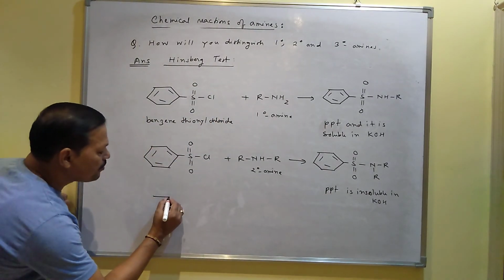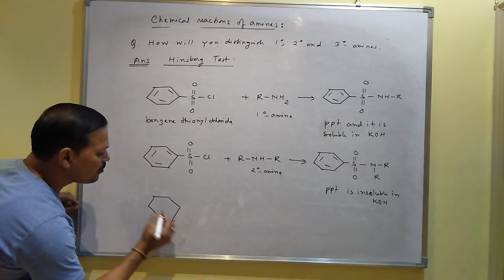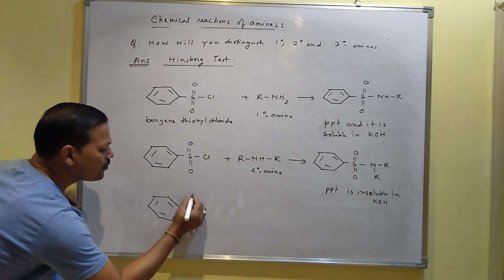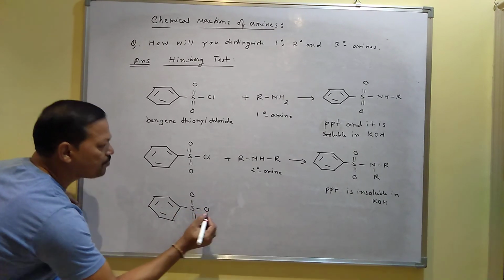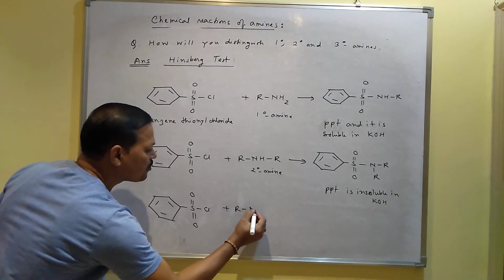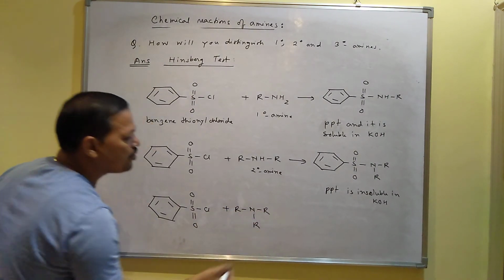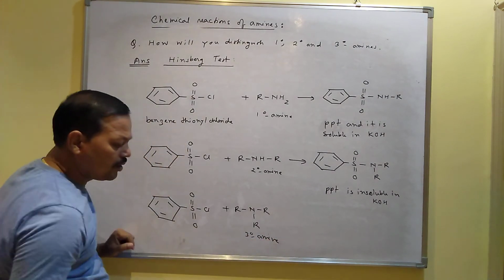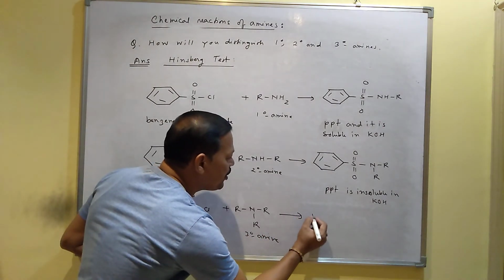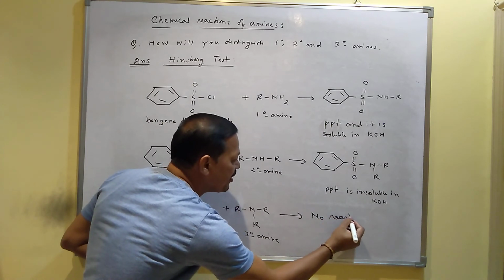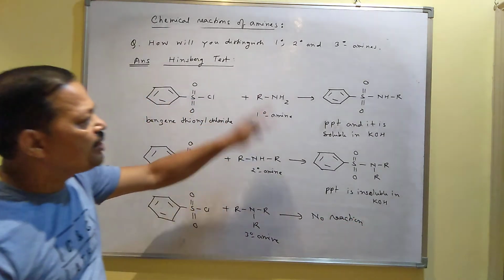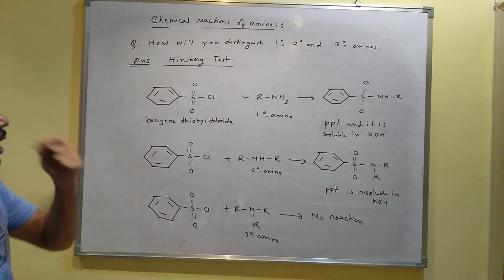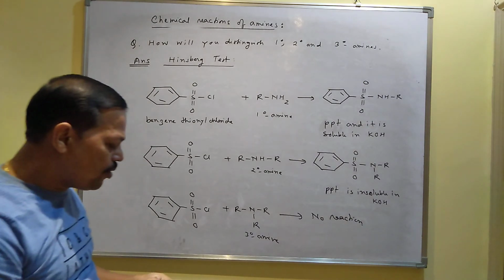Same reaction, if we apply it to a tertiary amine, this is your tertiary amine. Here no precipitate, I mean you don't get any reaction here. So by applying this reaction you can find out whether the amine is primary, secondary or tertiary.